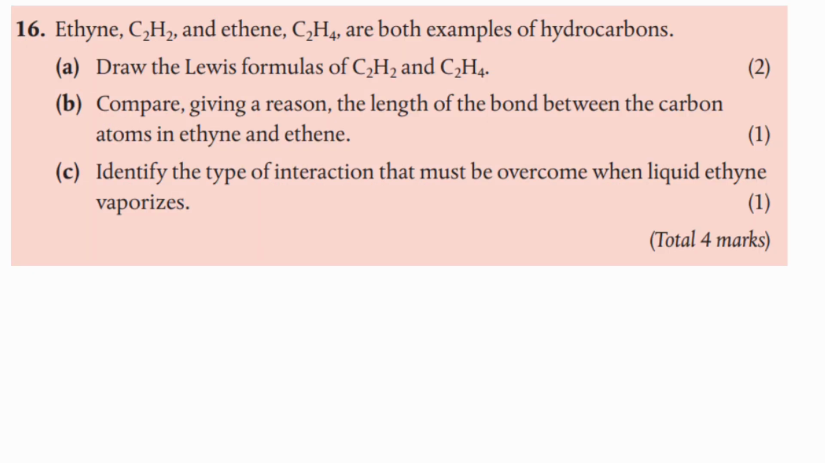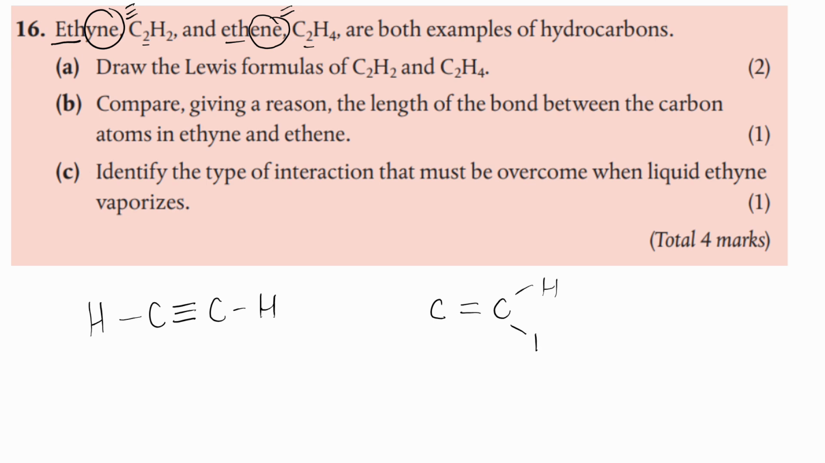Ethyne and ethene are both examples of hydrocarbons. Remember when we're talking about naming organic compounds, eth is the prefix for 2 carbons, which is why both of them have 2 carbons. Yne means that there is a triple bond. Ene means that there is a double bond. So for ethyne, that would look like this. And for ethene, that would look like this. So that would be the answer for A.